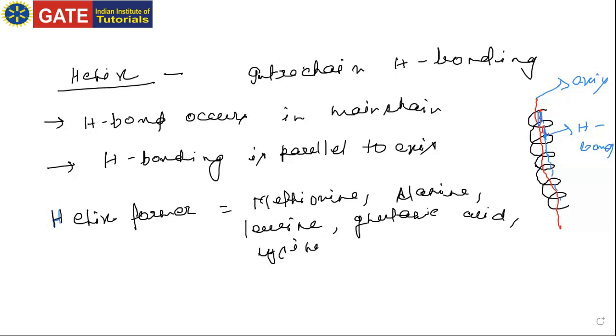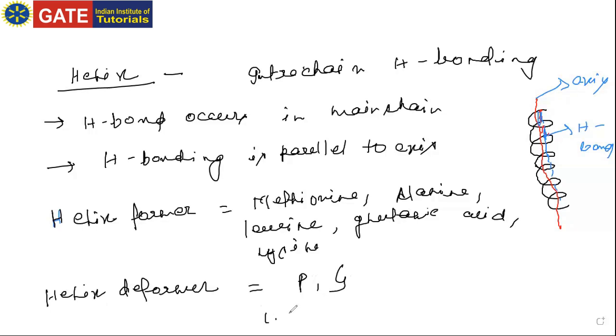And what about helix deformer? Always remember this. It is very common. Helix deformer is always proline and glycine. P for proline, G for glycine. You can write proline and glycine.